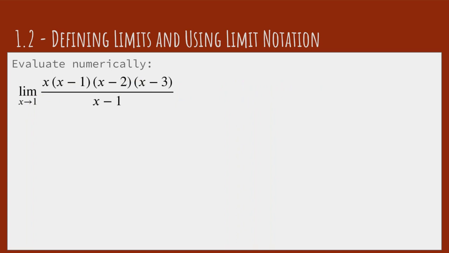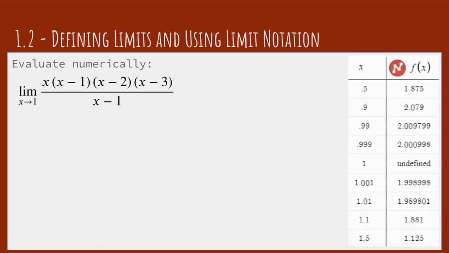So the first way I'm going to do this is I'm going to take values for x and plug them into this expression, and I'm going to pick values for x that get closer and closer and closer to 1. A few things that I want to point out here. First of all, when I say f of x in the table here, I'm referring to that function right there. When I plug in 1 itself, we get what we would expect, which is undefined because you can't divide by 0. So plugging 1 in, we get 0 in the denominator, and that doesn't work.